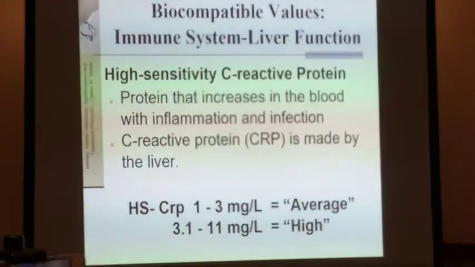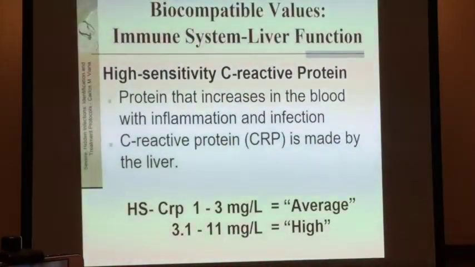C-reactive protein, high sensitivity C-reactive protein, is produced in the liver because of inflammation. The high sensitivity C-reactive protein is considered to be a cardiovascular risk marker. If it's less than 1, your risk is considered very low. From 1 to 3, you have an average risk of having cardiovascular disease. And from 3.1 to 11, you have a high risk.